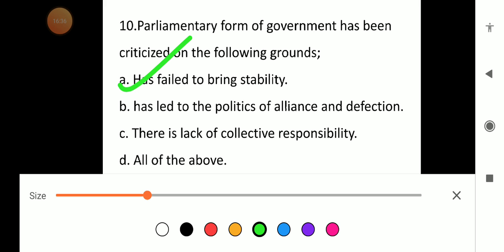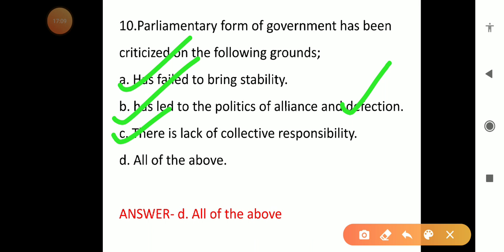And next, a parliamentary form of government has led to the politics of alliance and defections. Yes, alliance, coalition government, and defection, leaving one party, joining another party, or making another party, bad examples have been set, and there is lack of collective responsibility. Those who are in power are not responsible for the failure of their ministers. They just want to be in power in any way. So all these are the grounds on which this parliamentary form of government has been criticized in India. So this is the answer. All of the above applies to it.